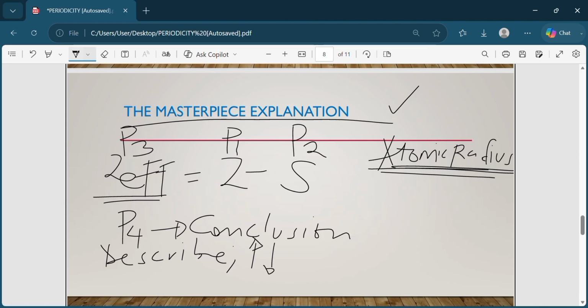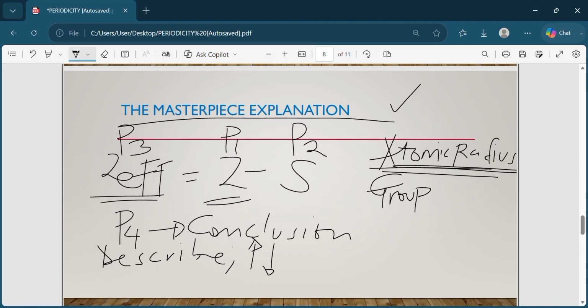After describing, now come and give us our first paragraph as far as explanation is concerned. Tell us that paragraph 1, for example, if we're looking at a group, we all do know that when we're looking at a group, what happens to all these different attributes? Then when we're looking at a period, what happens to them?